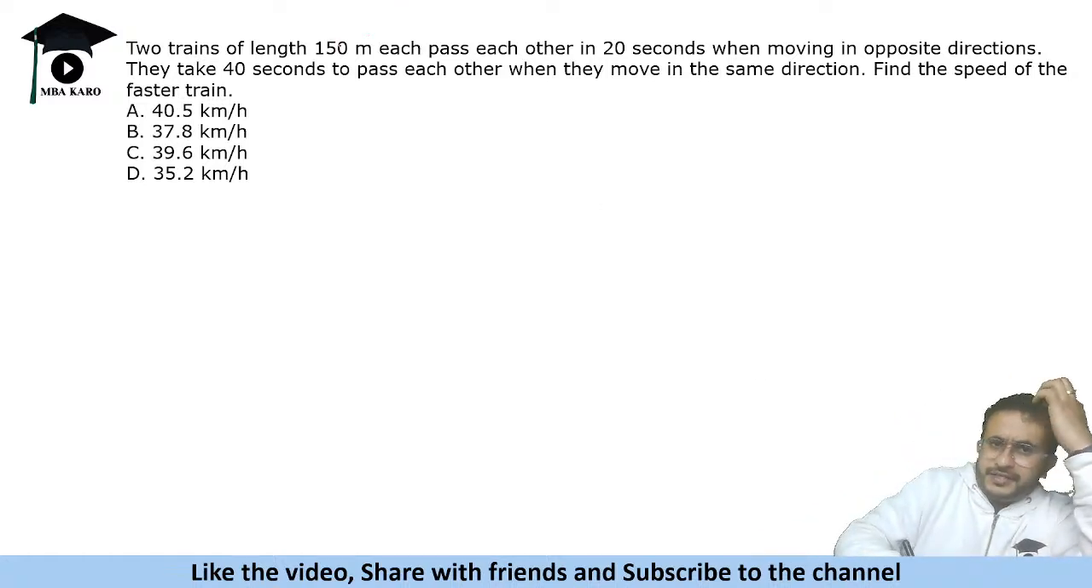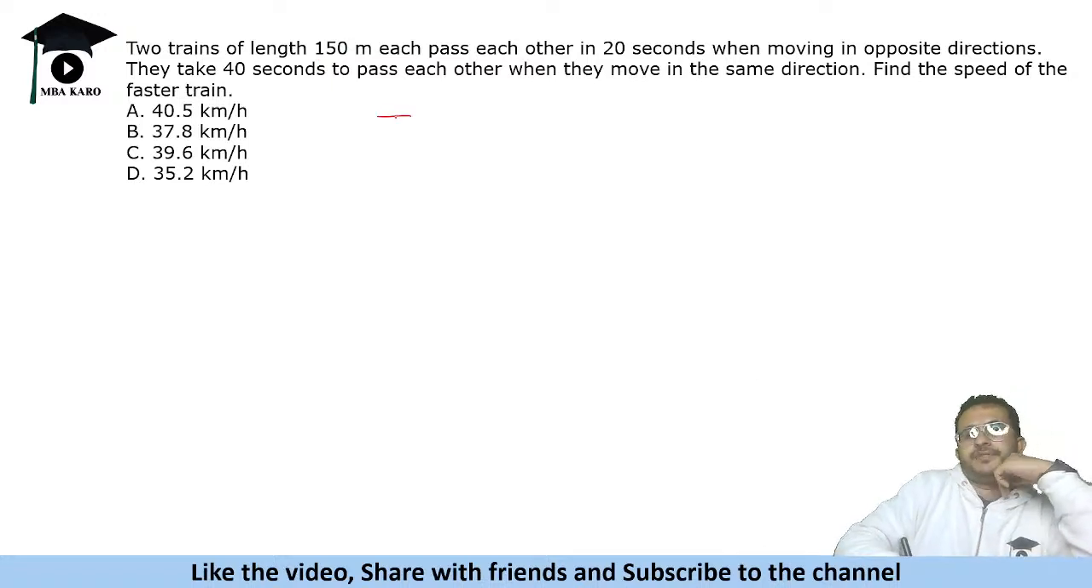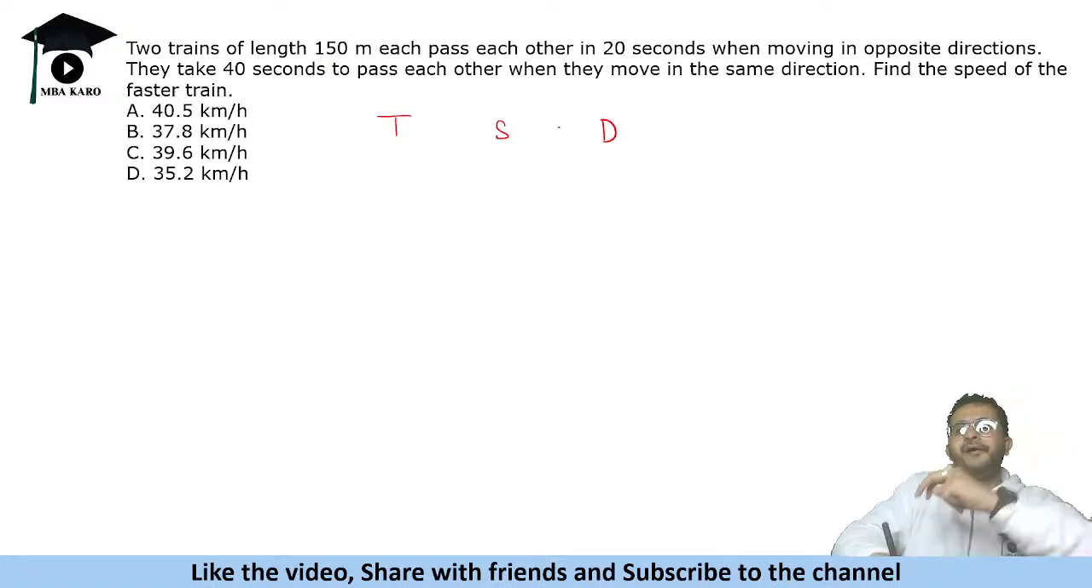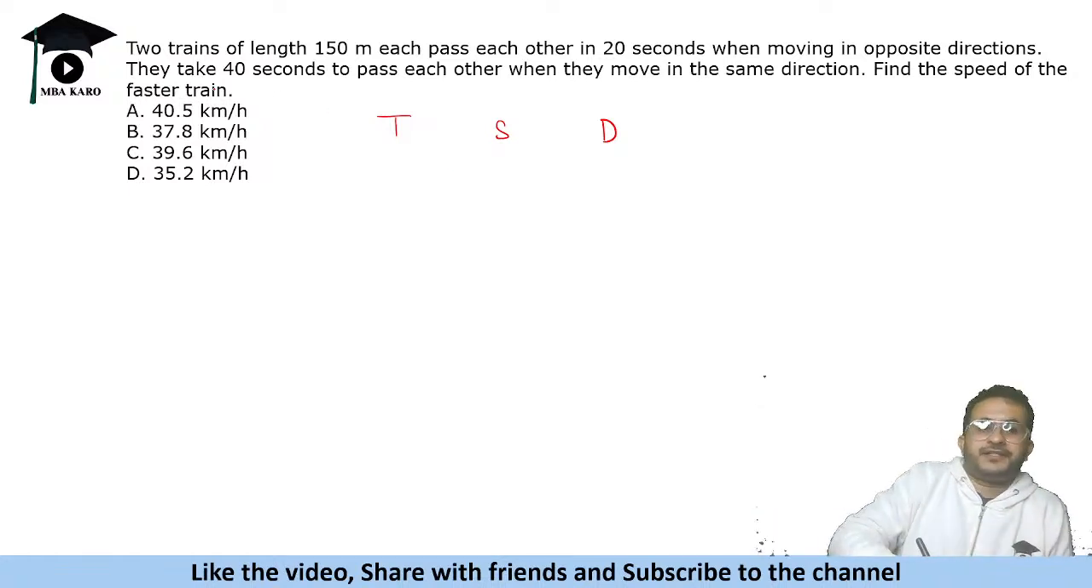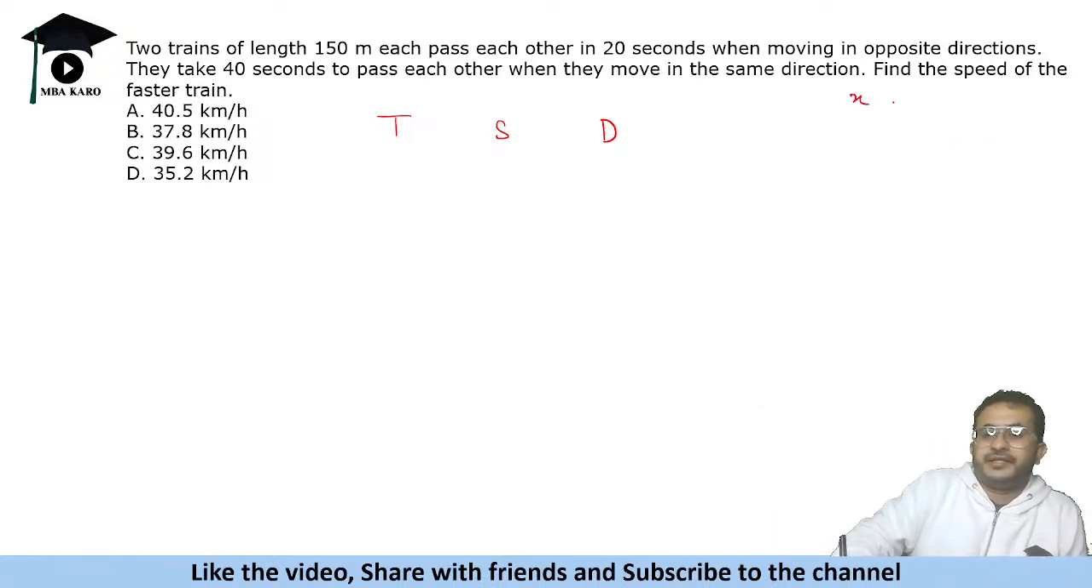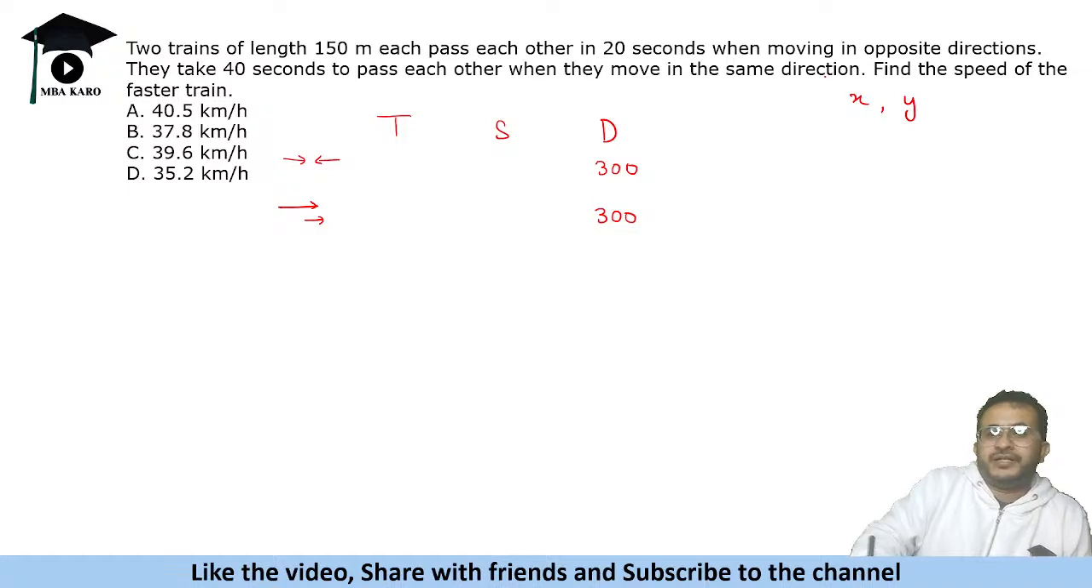So it's a typical time, speed, and distance question. So let us say the fastest train is X and the other train is Y. So when they are going in opposite directions, that means towards each other, the length they have to cover is 300. In any form they go, time taken is 20 seconds. So speed is 15 meter per second, right? So x plus y is 15.